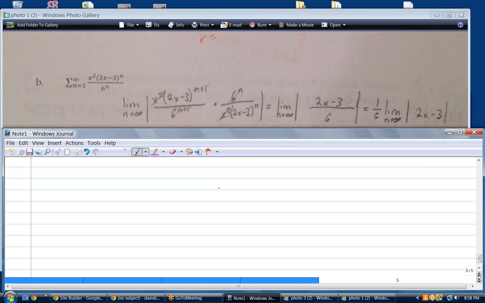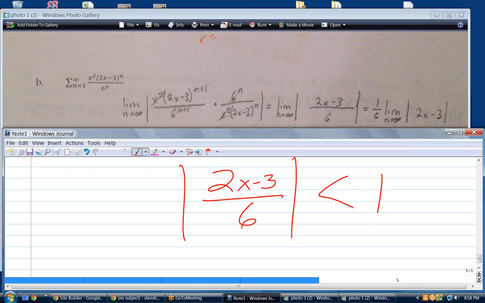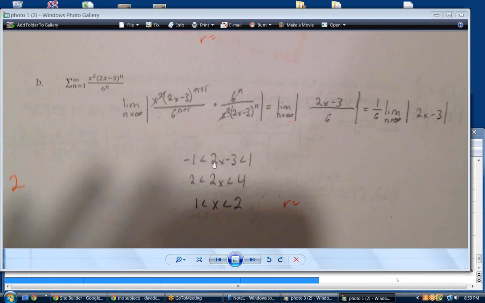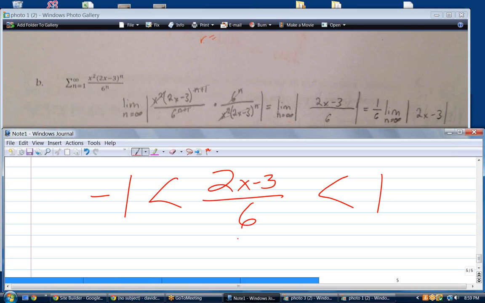So if my limit ends up being 2x minus 3 over 6, if I don't take that 1/6 and factor it out, and now I say that has to be less than 1, which means that has to be greater than minus 1. So there's the only thing you did wrong, because you didn't have a 6 in the denominator. That is going to make a difference, because that means that we're now going to go from 6 to -6. And now we're going to add 3 to both sides.